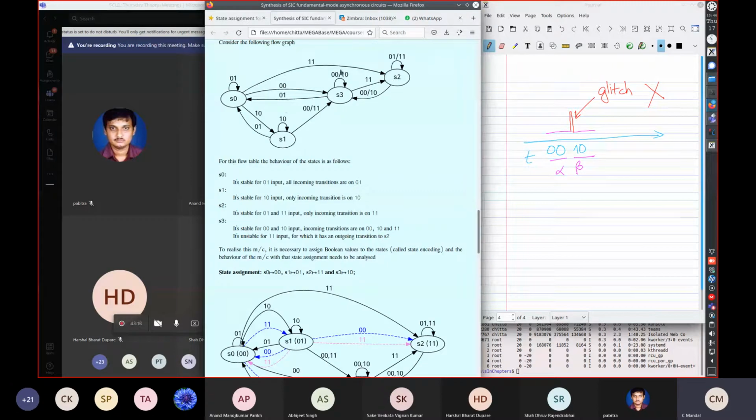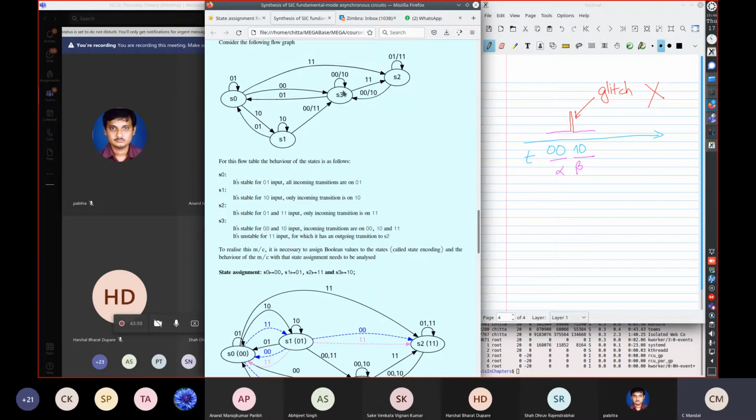Here I should have used a comma perhaps. I think I'll have to change the notation. It should be a comma. So it's not an output. S3 is stable for 0, 0 and 1, 0. So I'll have to correct this notation. It should be a comma rather than a slash. All right. So S2 is stable for 0, 1 and 1, 1.